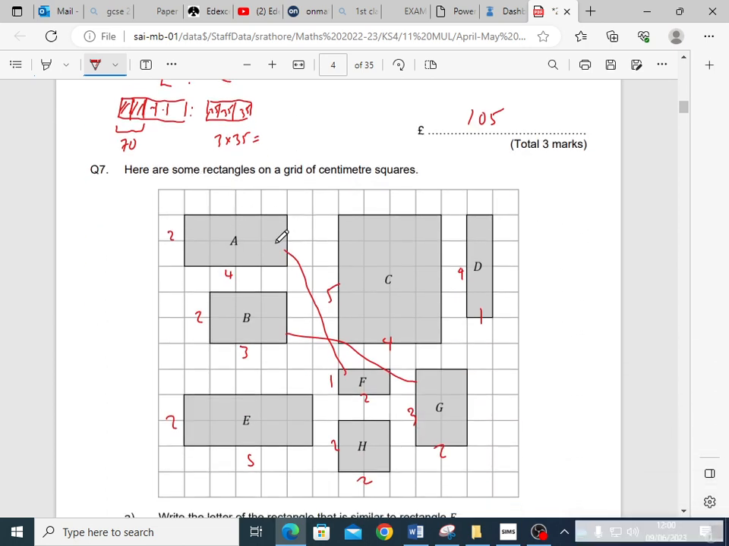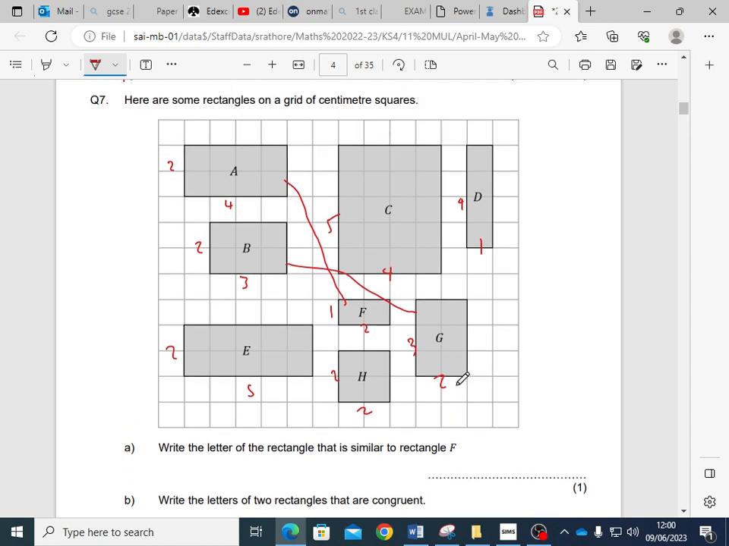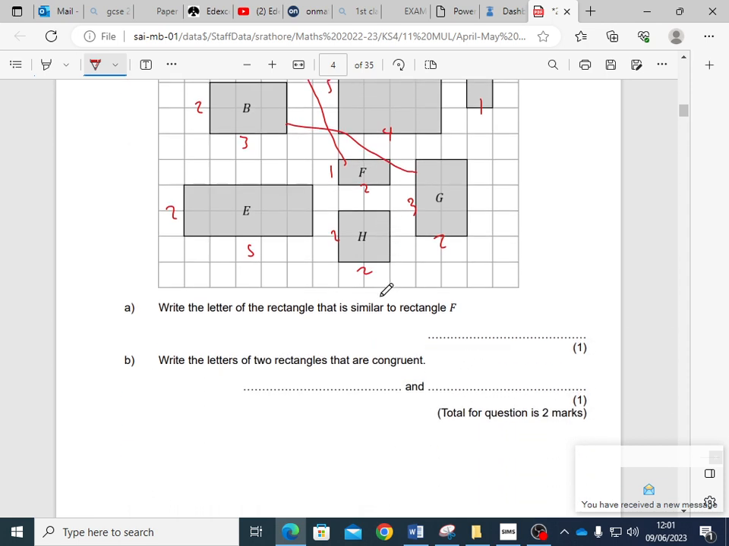Now the next one, if you look at these, I'll put the dimensions of each of these on there, and it goes here. Write down the letter of the rectangle that is similar to F. Well, F is 1 by 2, so similar means it's been times by the same scale factor, the width and the length. So that's the only one that's been times by 2. If you double the 1 you get 2, if you double the 2 you get 4. So that is similar to F. A is similar to F.